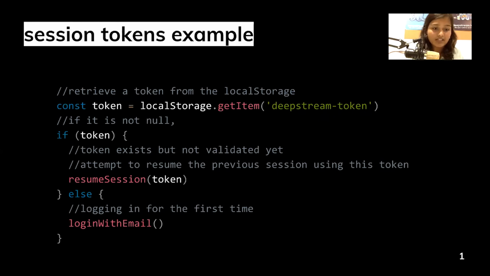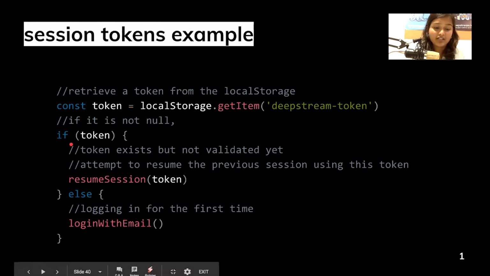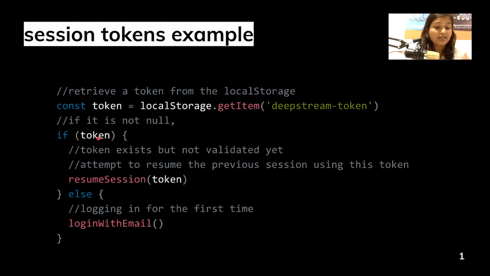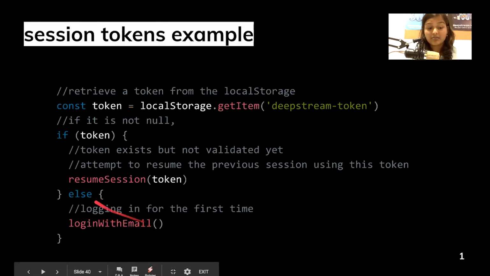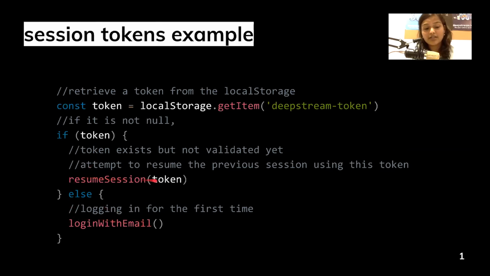Now, initially, I'm checking if the token exists at all. So this is the place where I check if the token exists. If it doesn't exist, it means that the user is logging in for the first time. You don't have a token stored in the local storage. So you would log in with email if the token doesn't exist. But if it does exist, you would try to resume the previous session by passing in the token that you retrieved from the local storage.